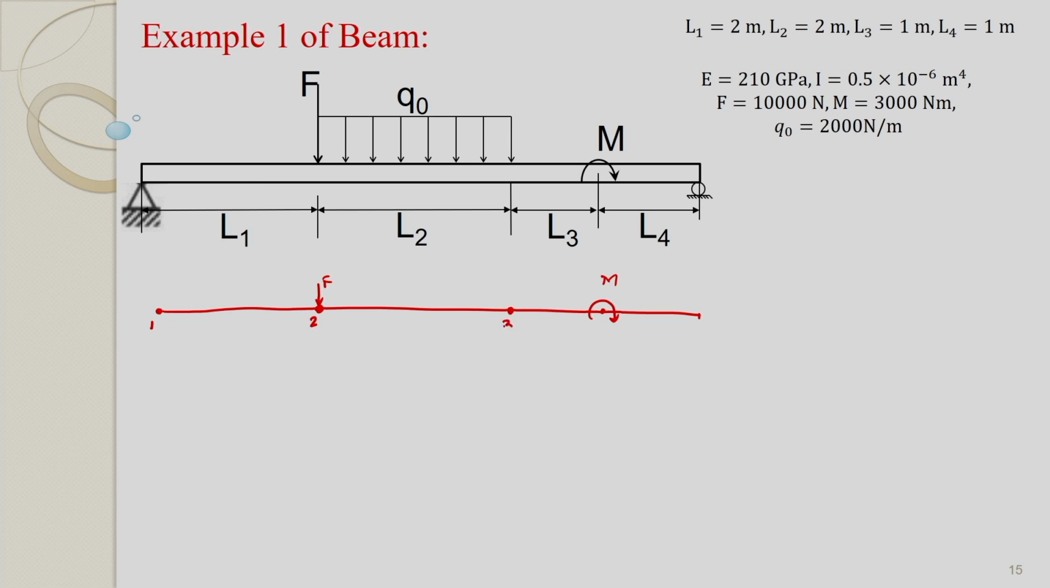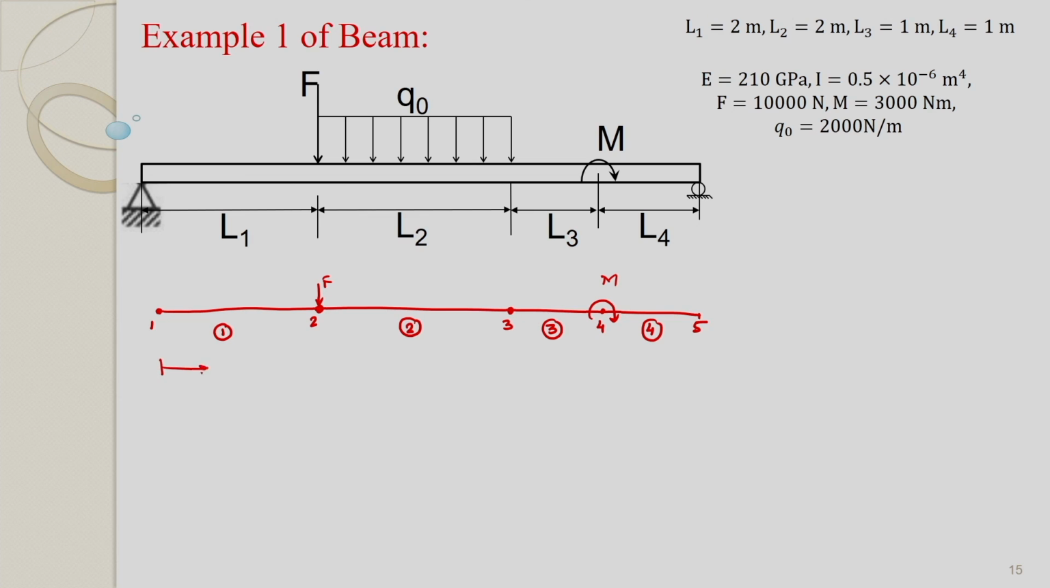Node 2, node 3, node 4 and node 5. This is our element 1, element 2, element 3, element 4. This whole length L2 should be considered in a separate element because only that portion is subjected to distributed load, which is element 2. Considering all these factors, for the entire domain we require minimum 4 elements.